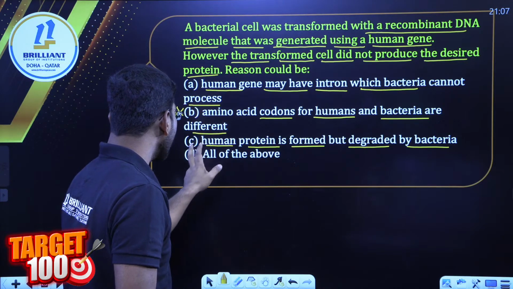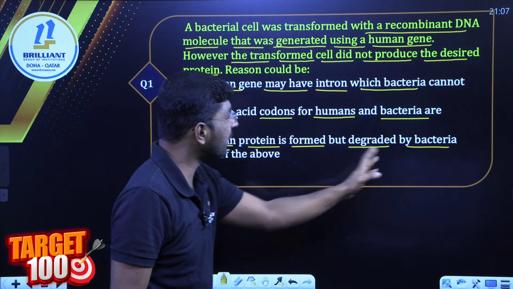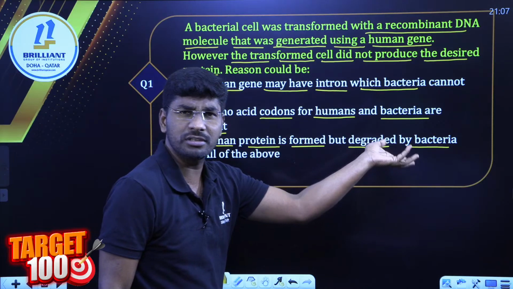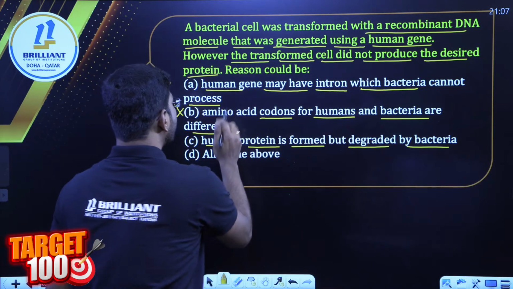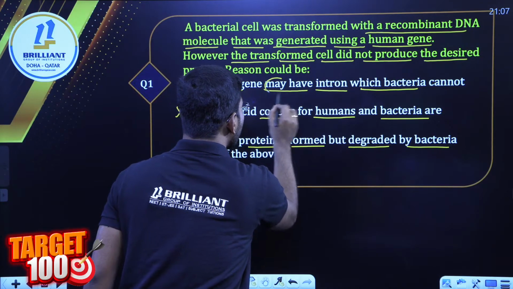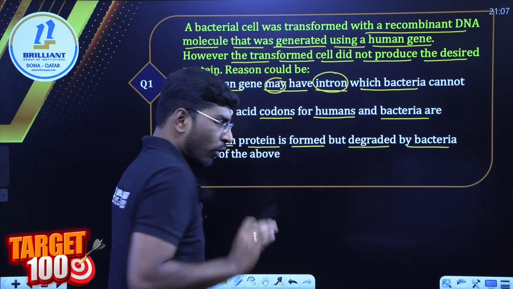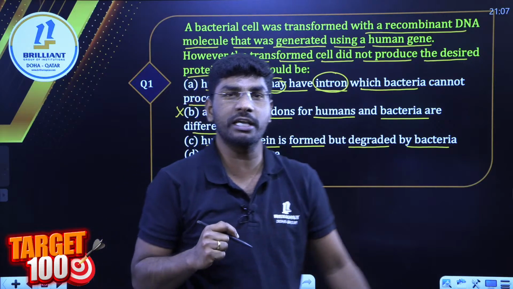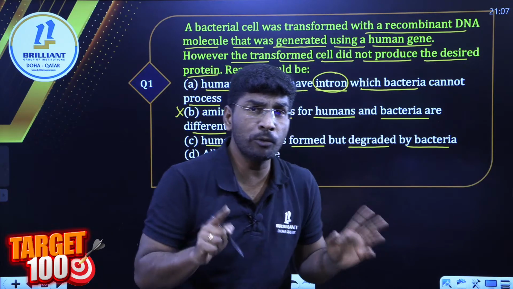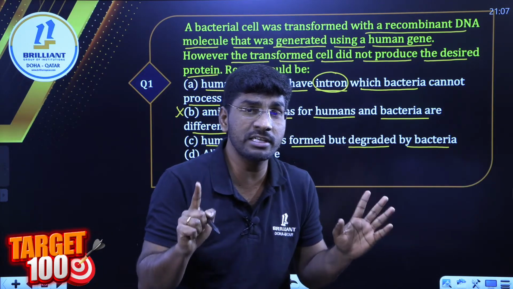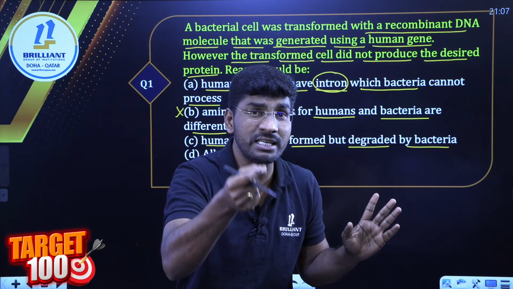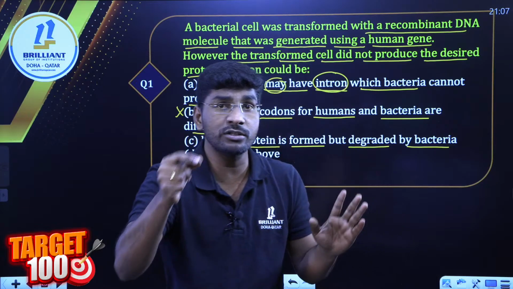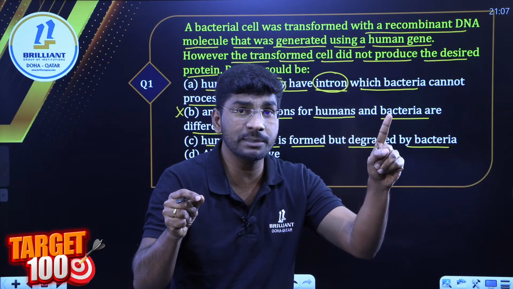B, leave it. And C, human proteins are formed but degraded by the bacteria. It's not given in the question; the bacteria do not produce that protein. Look at option 1, the human gene may have introns. Come on, all of you go back to the molecular basis of inheritance once again. There we discussed splicing: eukaryotic genes have introns and exons, so splicing takes place there.